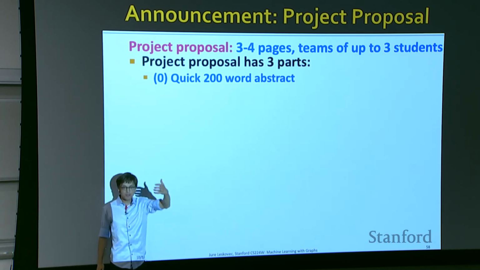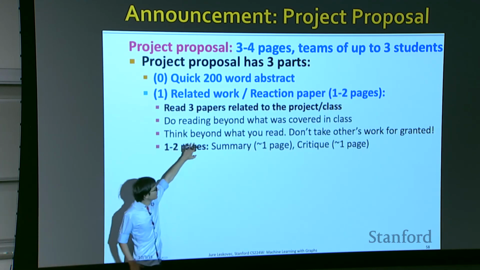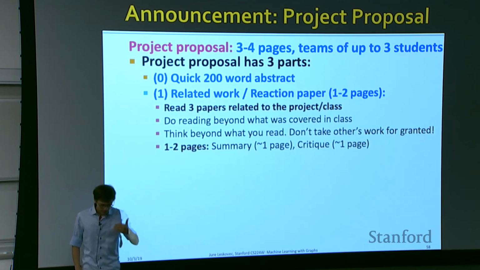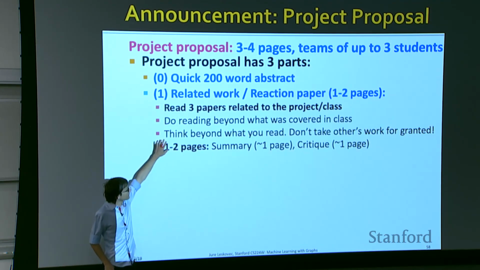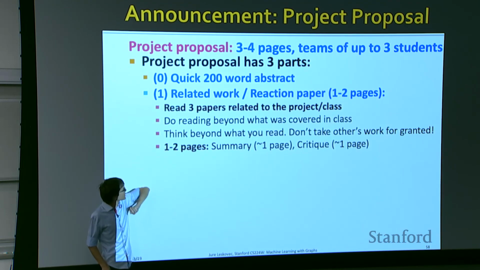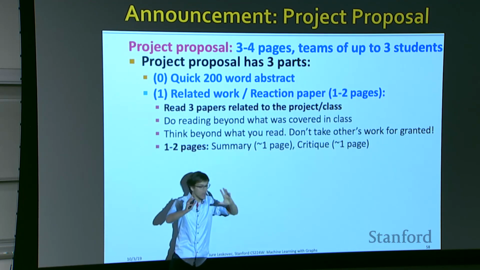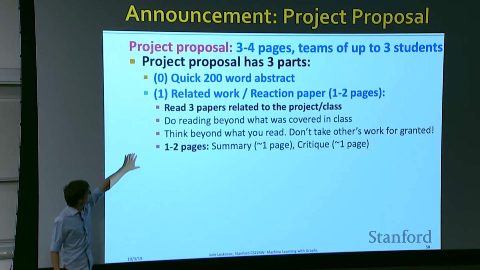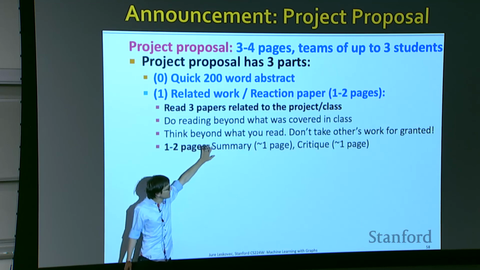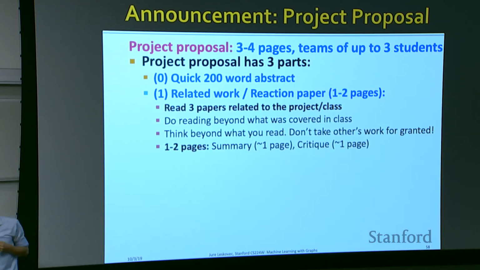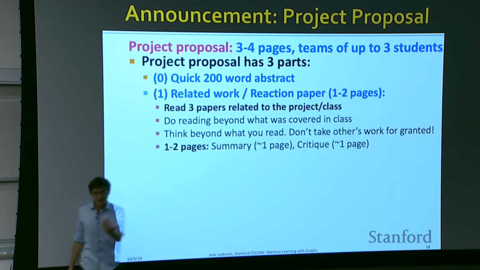What we would like is a 20-word abstract of the core idea, what you are proposing. We would like around 1 to 2 pages of related work and critical assessment, your reaction to the papers you read. These are essentially about 3 papers that are related to your project idea. You read them, you summarize them, and then you critique them. There should be about half summary, half critique. This is important because the point is to teach you how to think beyond what you read and not take what the paper says for granted. And this will allow you to differentiate your work from what has already been done.